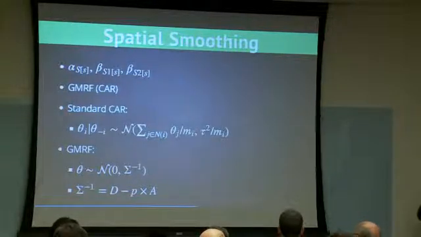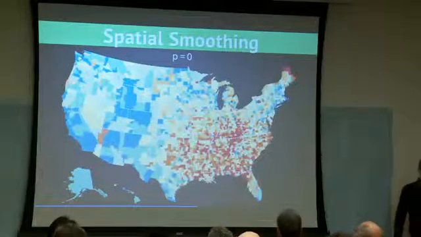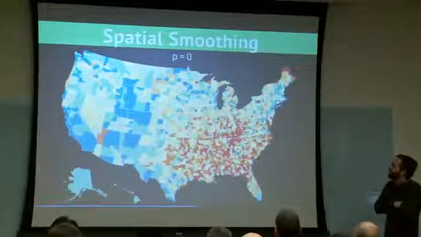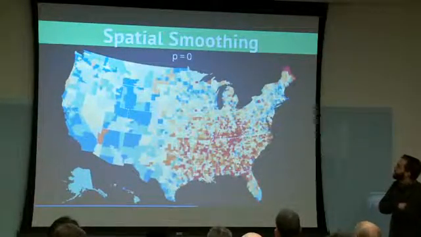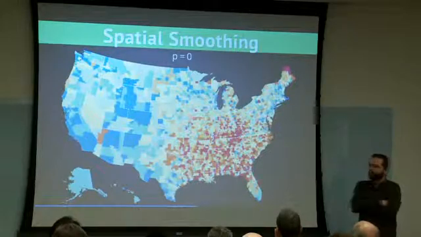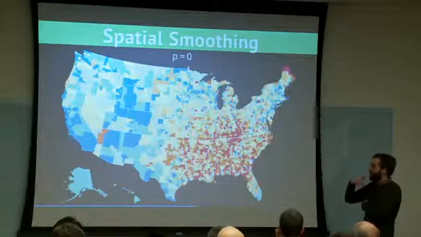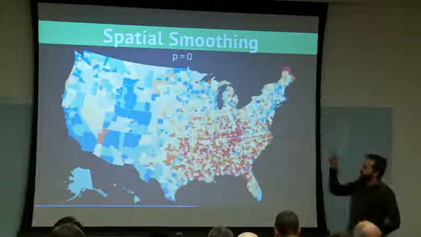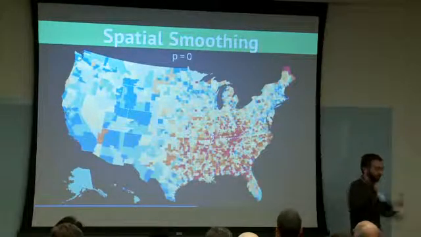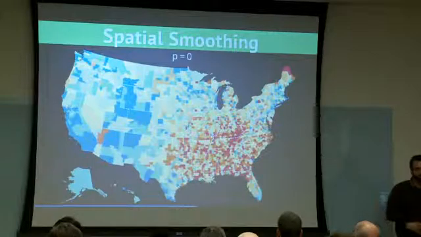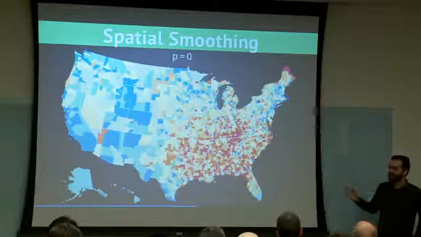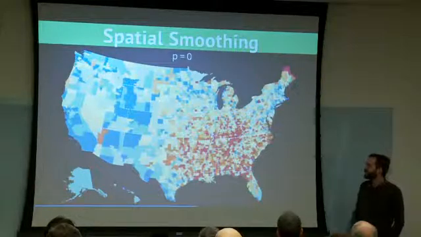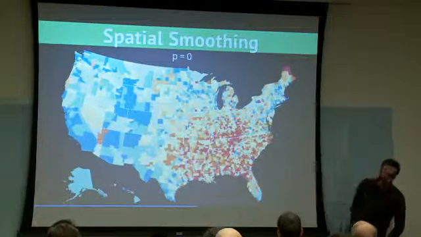To give you an idea what that looks like, this is lung cancer in males 55 to 64. And these are the random effect parameters just for the intercept. If p is 0, then you're not enforcing any smoothing. That's basically just a standard IID random effects model. Like if you ran a random effect model in Stata, this is the value of the random effect.